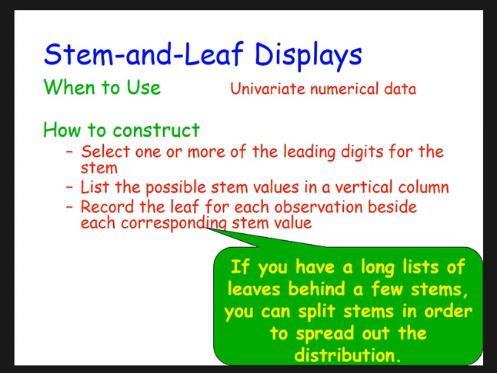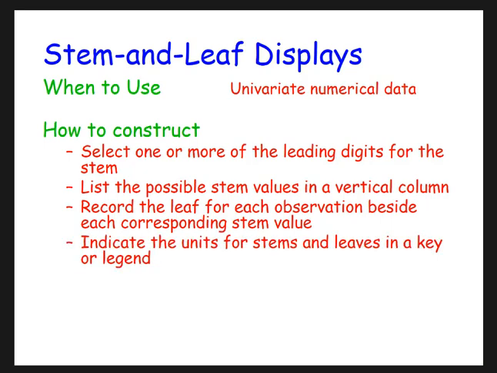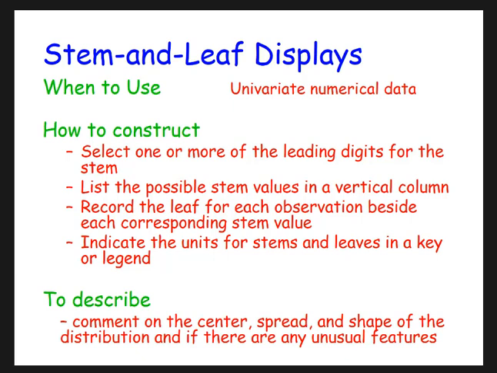So if your first digits are only 2, 3, and 4, well, you can do 2, 2.5, 3, 3.5, 4, and 4.5 if you need to, just by putting a dot in there. Usually it's indicated by just putting a star or a dot at that point. Make sure you indicate what the units are here with a legend. So is that stem the tens place so that the leaves are the ones? Or is that stem the ones place so that the leaves are the tenths? Or what does each stand for? So to describe each, you make sure you comment on the center and spread of the data. It actually is almost like taking the dot plot and turning it on its side.